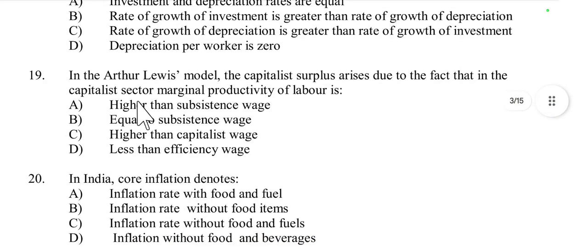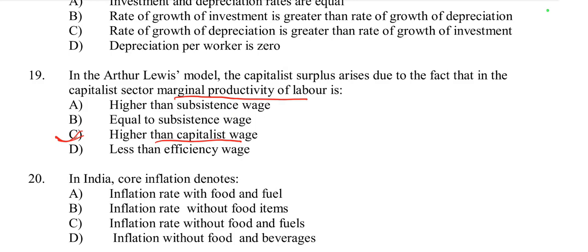Then question number 19. In the Lewis model, the capitalist surplus arises due to the fact that in the capitalist sector, marginal productivity of labor is higher than subsistence wage, equal to subsistence wage, higher than capitalist wage, or less than efficiency wage. So here in the Lewis model, the capitalist surplus arises because in the capitalist sector, marginal productivity of labor, MPL, is higher than the capitalist wage. So here for 19, C is the right answer.